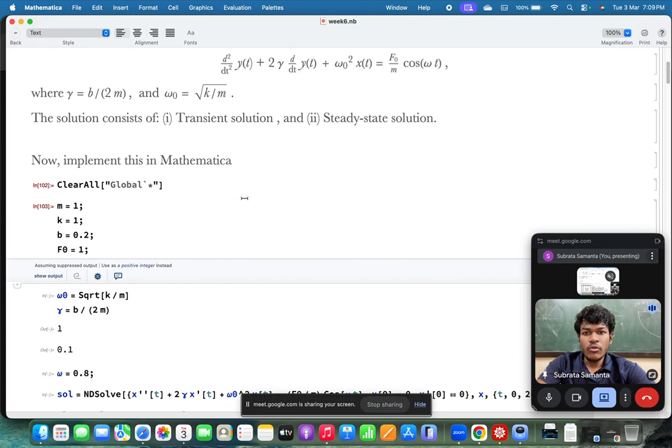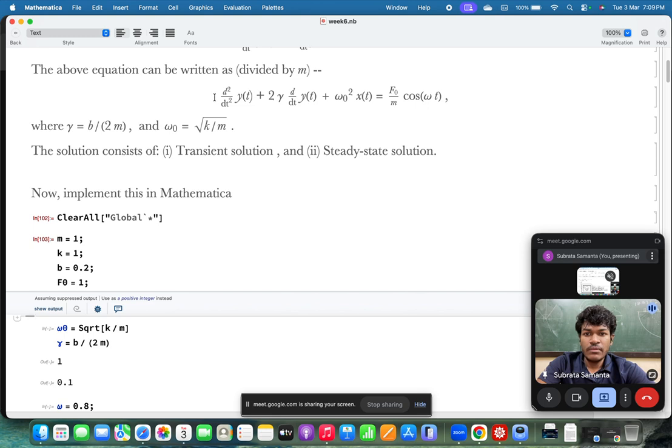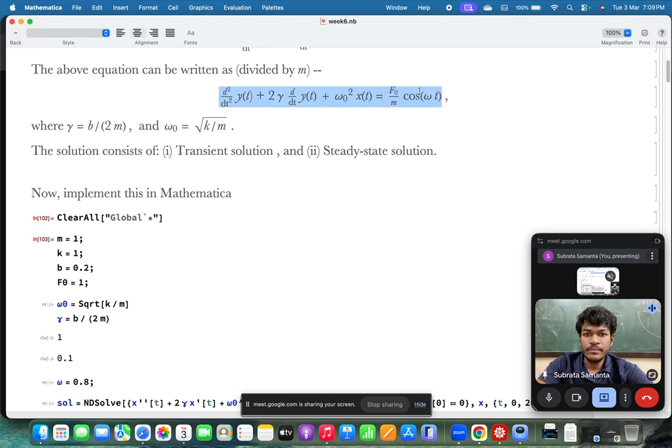And then we calculate omega naught, because I want to solve these equations. That is why I have calculated omega naught. This is basically the square root of k over m. Since both k and m are 1, the omega naught is also 1. The value of gamma you just calculate: 0.2 and m is 1, so it is basically 0.1, right.